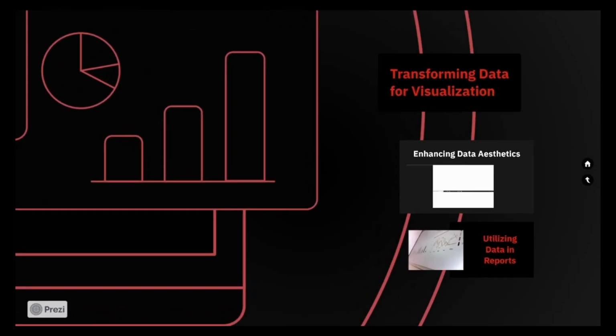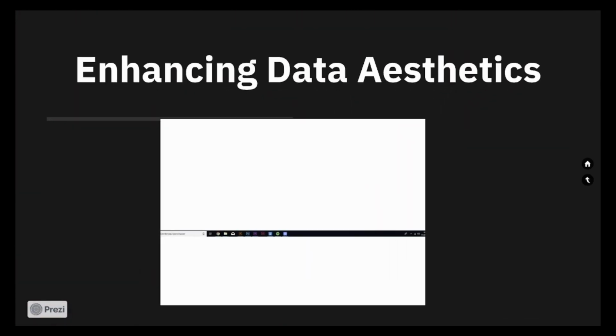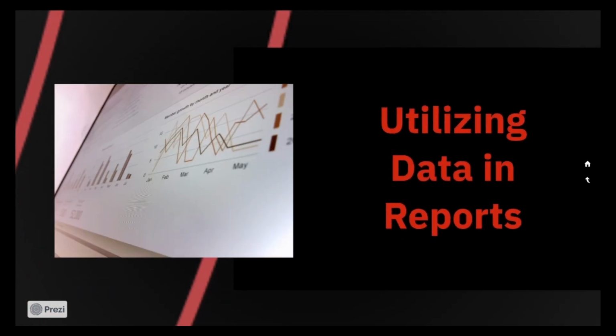Now, transforming data for visualization. Data aesthetics are one of them because they play a vital role in visual storytelling. By beautifying how data appears in sheets, clarity and engagement increase, making it easier for viewers to extract insights and meet business objectives. And effective reports leverage transformed data to drive decisions. By integrating visually appealing data points into reports, you can quickly grasp key metrics and trends essential for strategic planning.